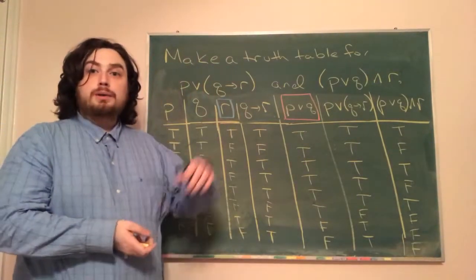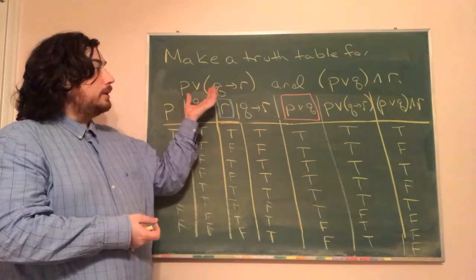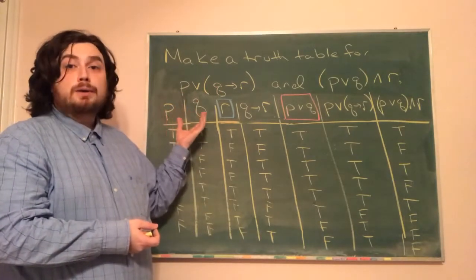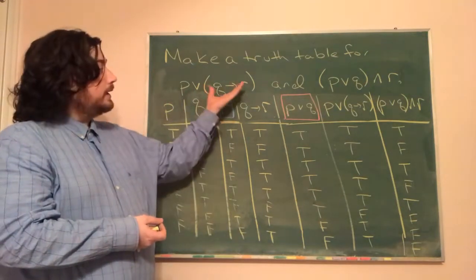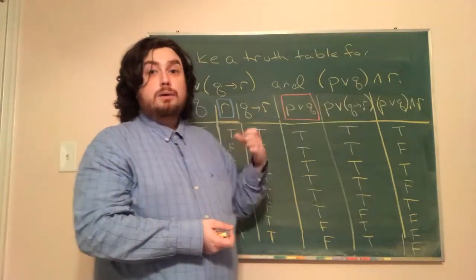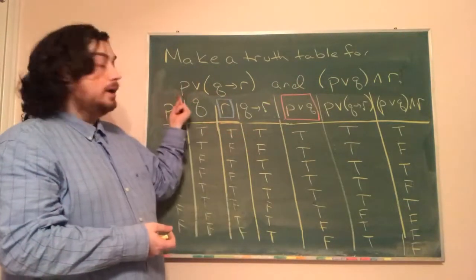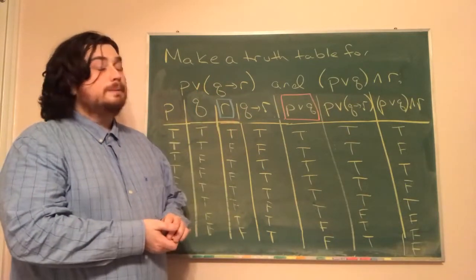Therefore, we have now completed our truth table for these two statements. And here I just want to point out we worked it out one step at a time, starting off with our simple statements P, Q, and R. Then we moved out to our next biggest statements, if Q then R, and P or Q. Then we worked out to P or if Q then R, and P or Q and R.